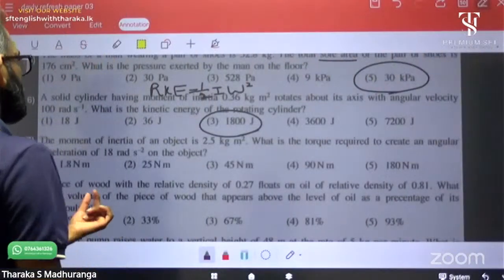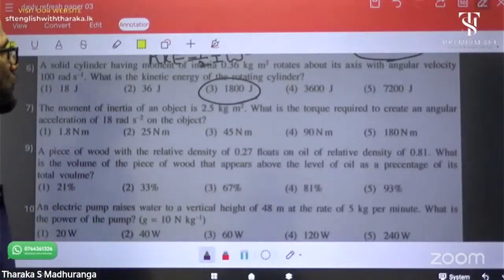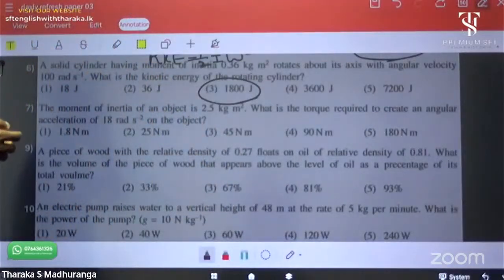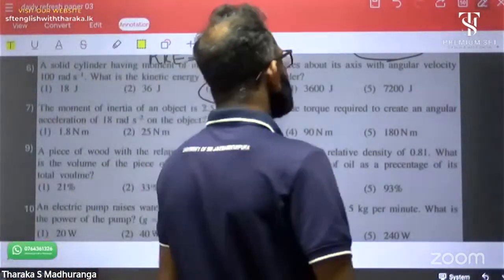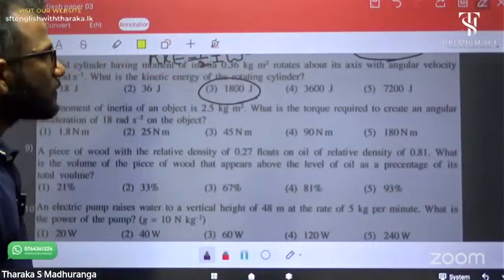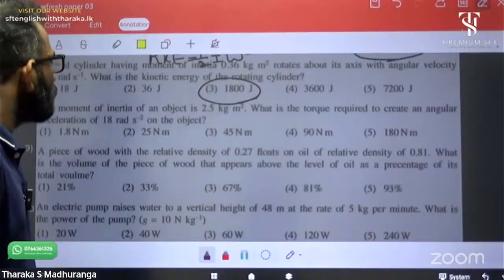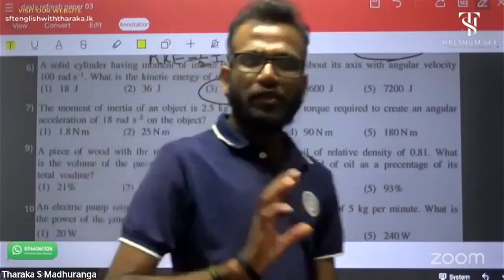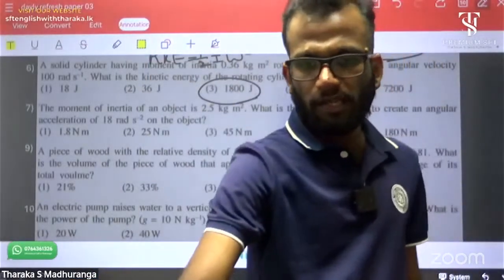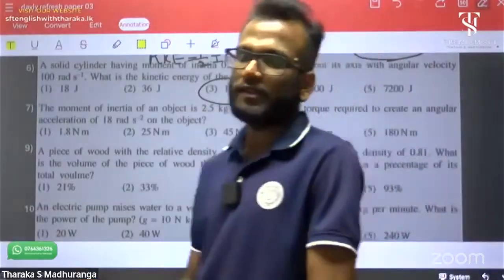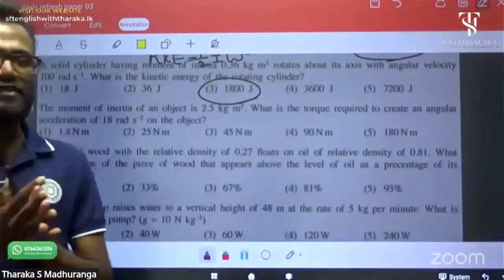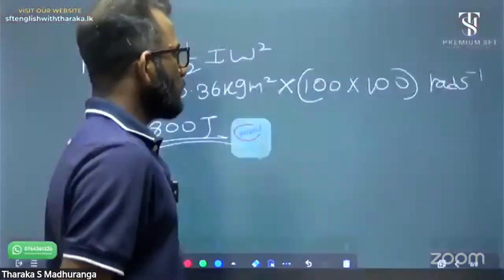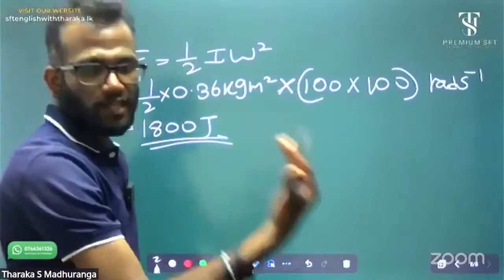Okay, question number 7. The moment of inertia of an object is 2.5 kg m². What is the torque required to create an angular acceleration of 18 radians per square second on the object? Very good and common type of question in the exam. This type of torque and angular acceleration question is asked frequently in the final exam, among the 45 to 50 MCQ questions.